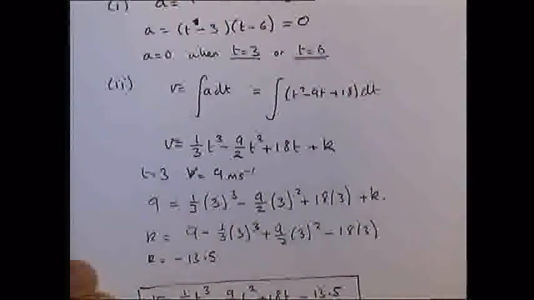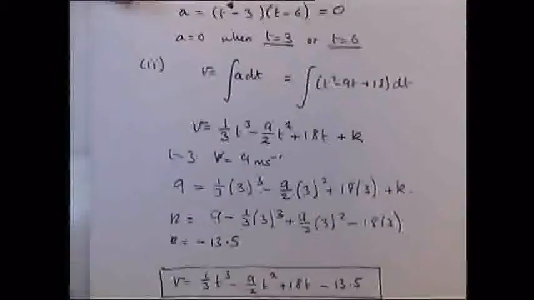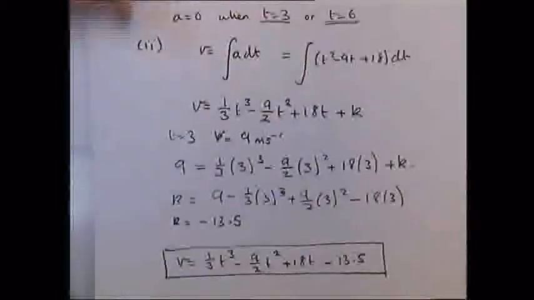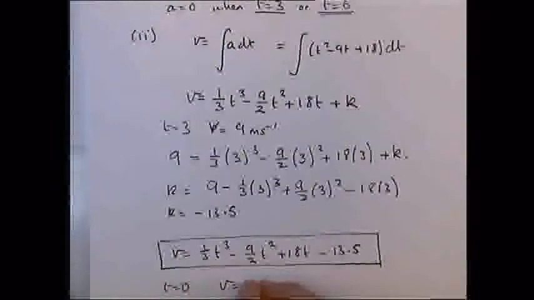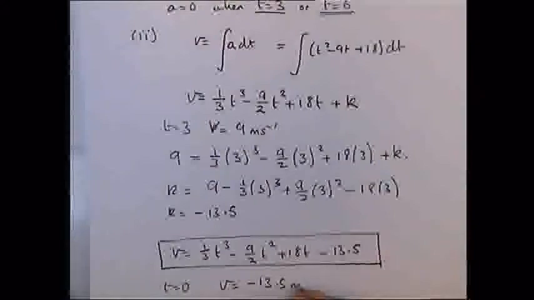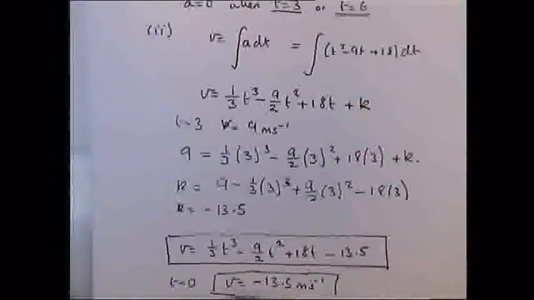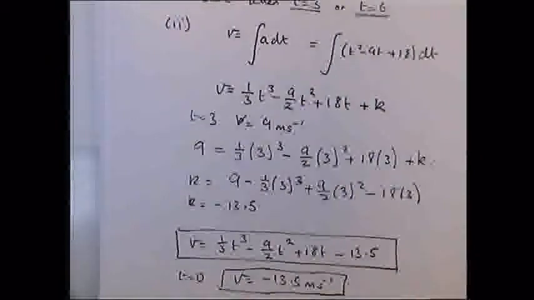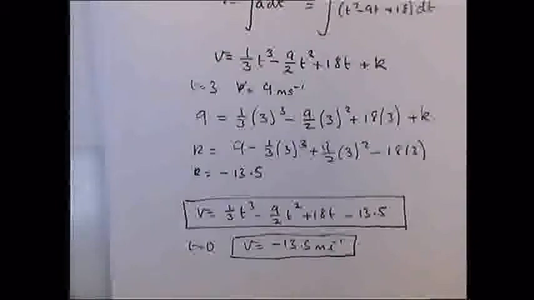So there's my velocity formula. I'm going to put it into a box so that I can find it easily. And they want to know the velocity of P when t equals 0. So now we substitute t equals 0 in, and we get v equals negative 13.5 meters per second. I'll put it in another box. So that's part 2.